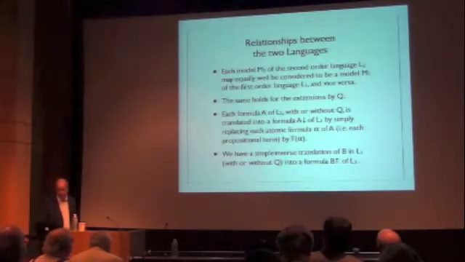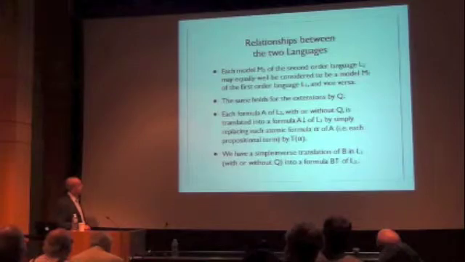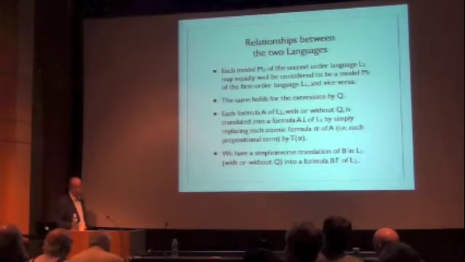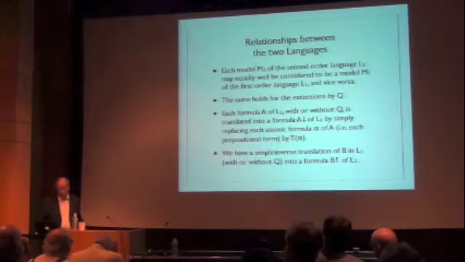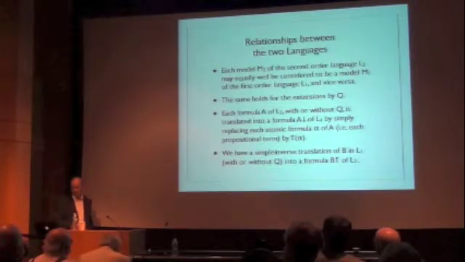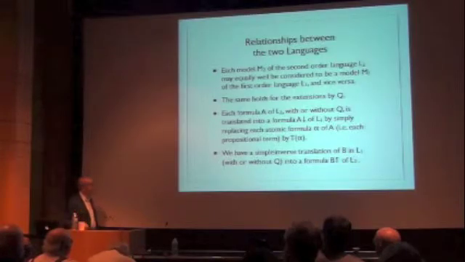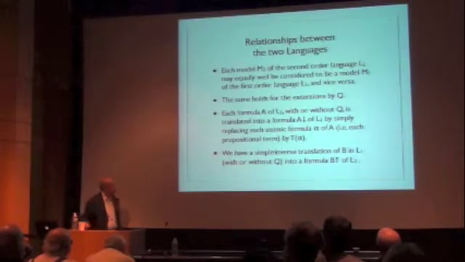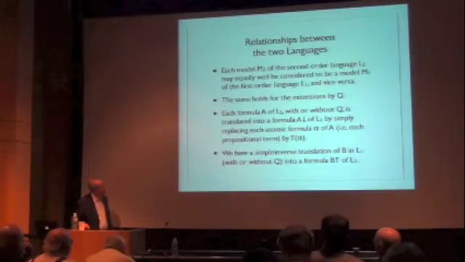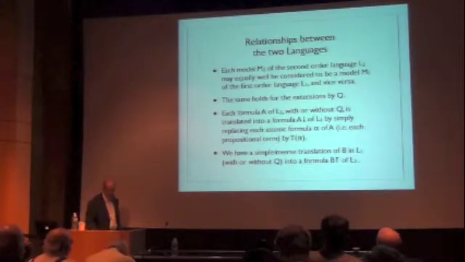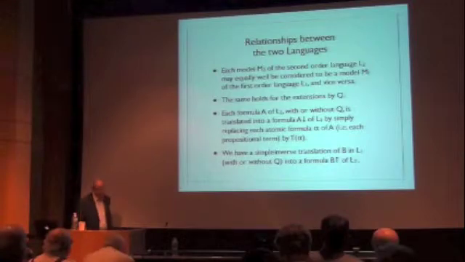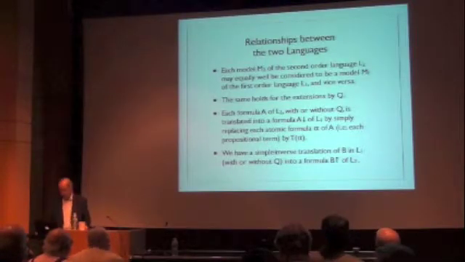And there's an obvious relationship between these two languages, the second order language and its simulated language, L1. With each formula A of L2, we can translate that into a formula A down of L1. Simply replace each atomic formula alpha of A by a formula which says that it's true, that is, alpha equals T. And there's a simple inverse translation.